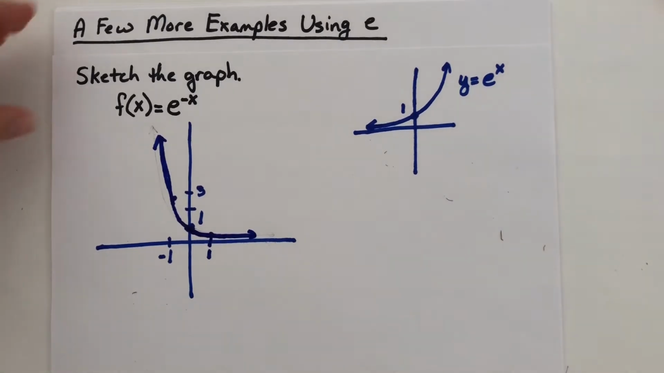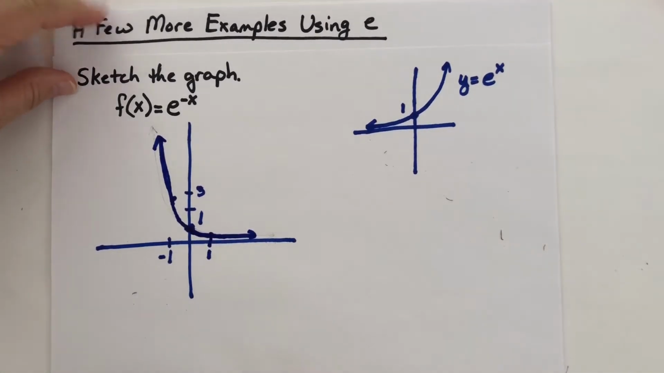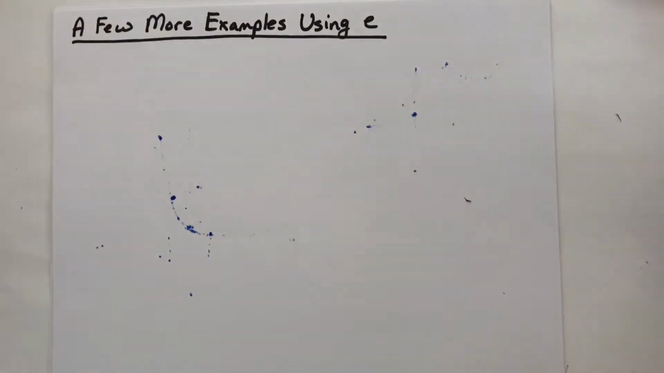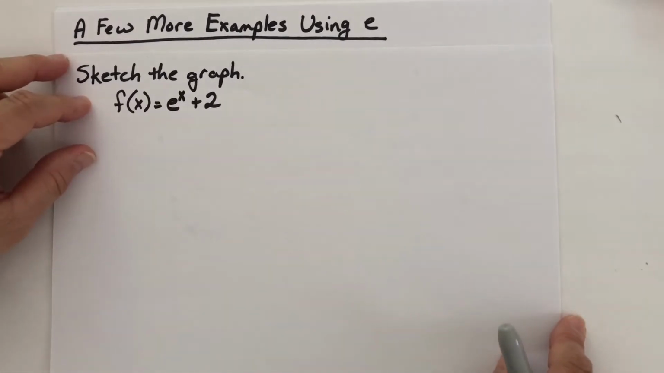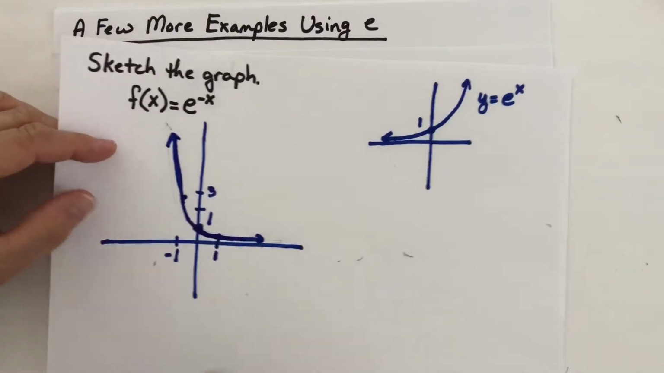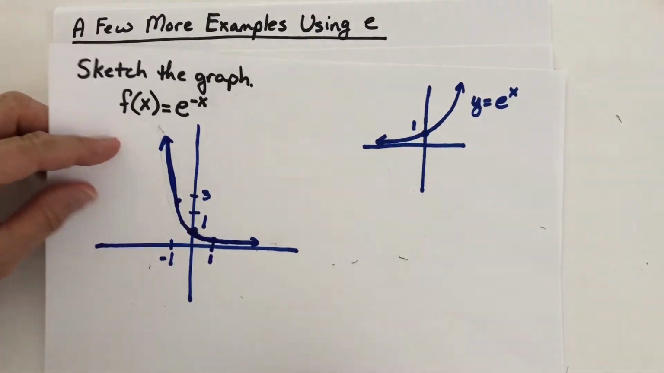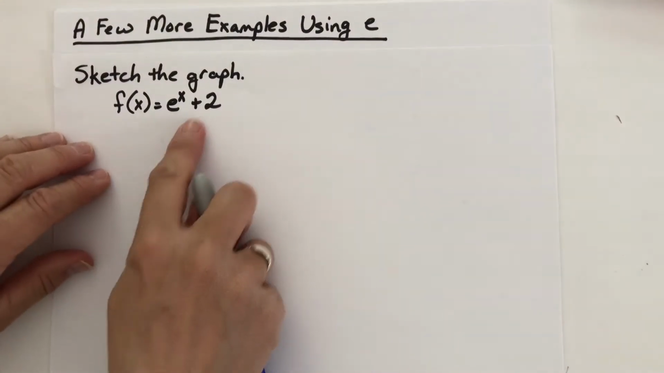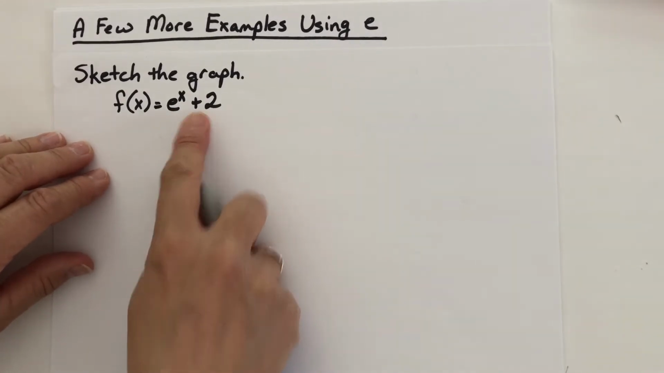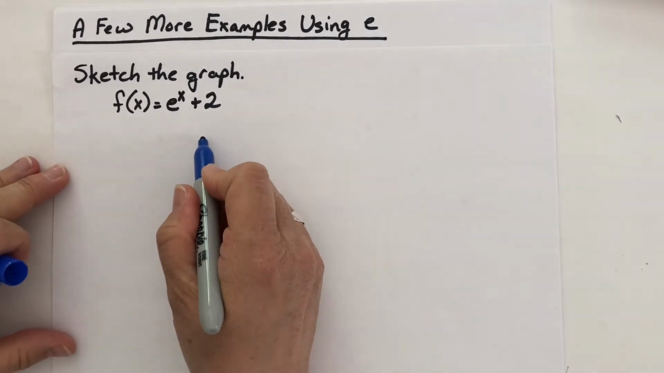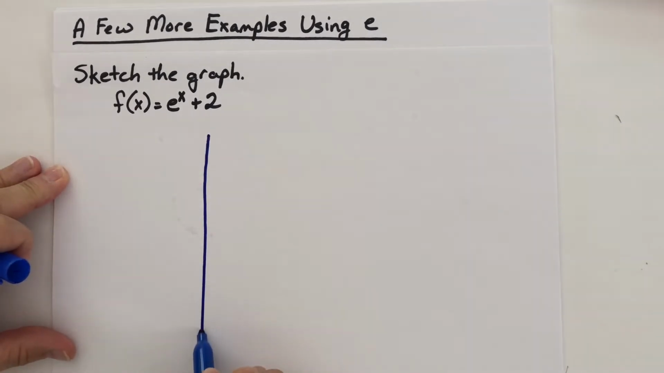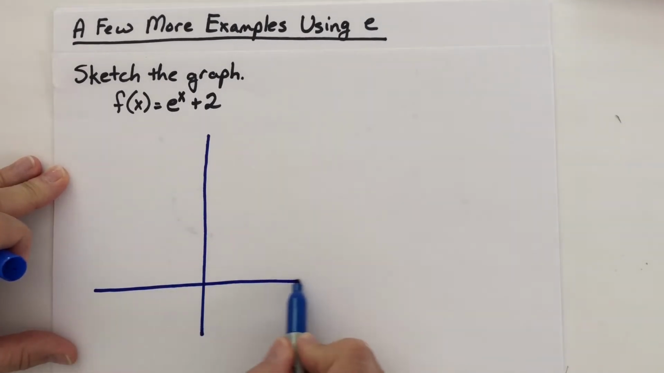Let's do another one. Let's graph f of x equals e to the x plus 2. Again, we know the base graph looks something like this. Let's just come up with our rough sketch. We know that a +2 here represents a vertical shift. So I'm going to move the exponential graph up 2 units.